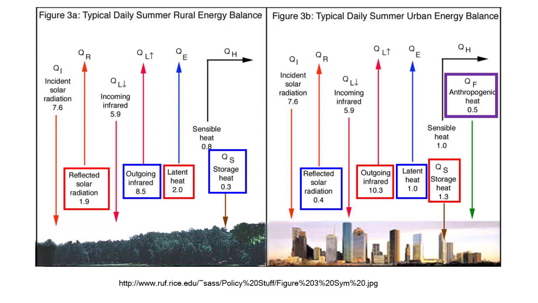So what we have here is a panel on the left-hand side showing a vegetated, forested surface, and a panel on the right-hand side showing an urbanized, built-up surface. Incoming solar radiation is the same for both panels, as is the incoming long-wave radiation. So what we see is that the amount of solar radiation, the short-wave radiation, that is reflected is much higher over the forest than it is over the city. And that shouldn't come as a surprise when we look at the albedos of the two systems.